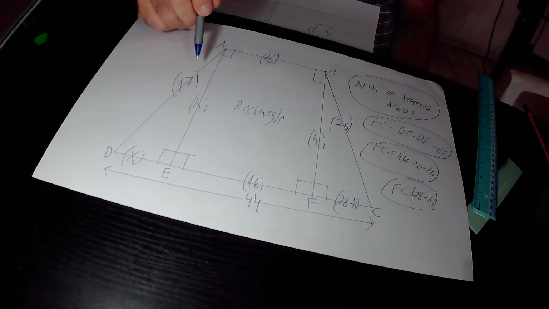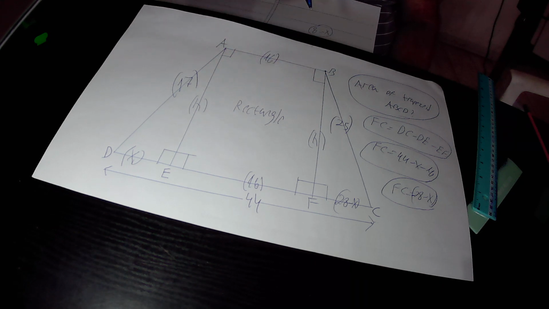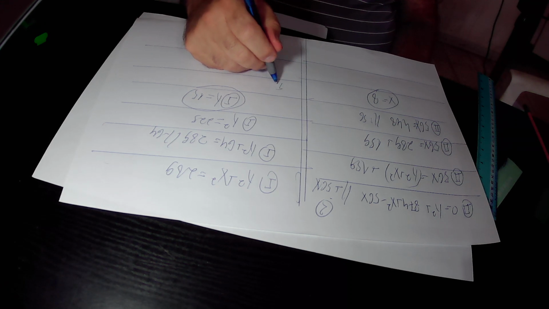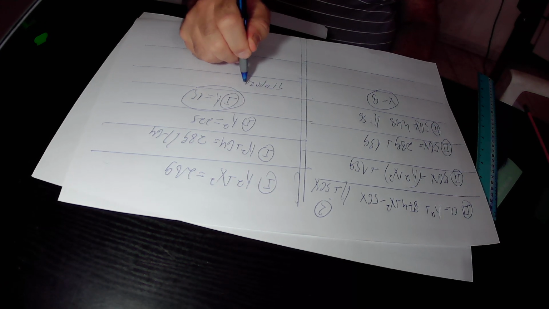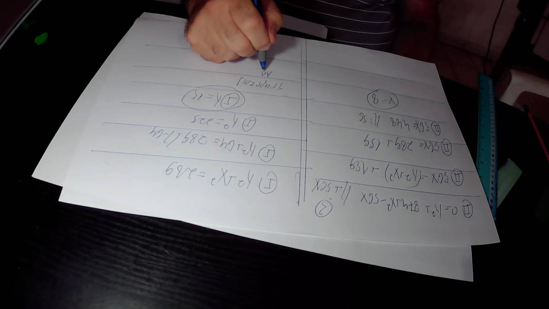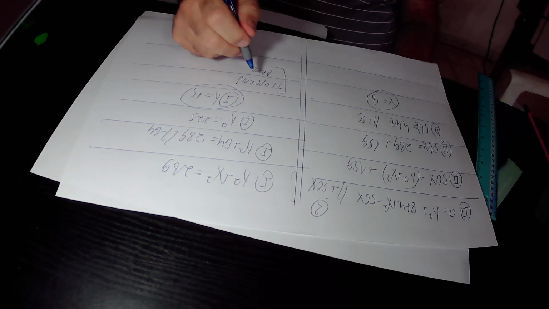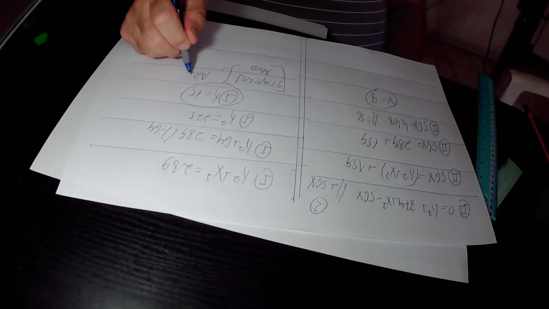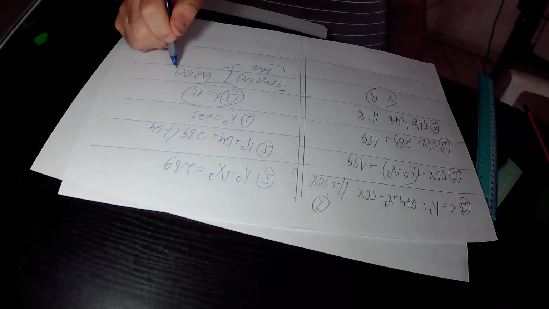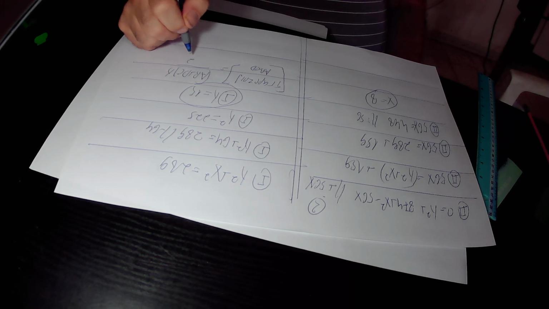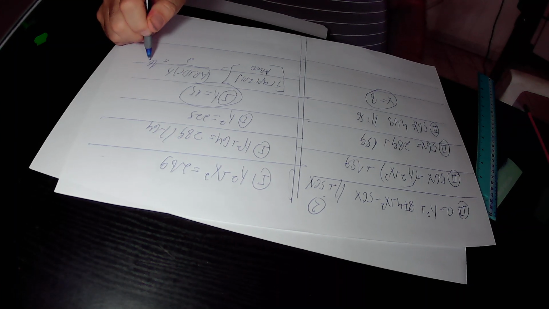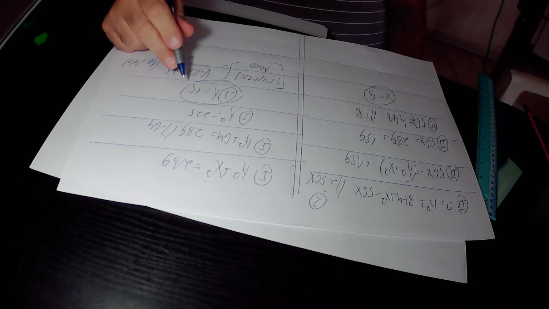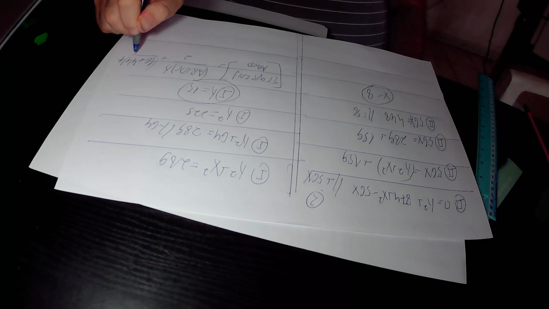Our mission is to find out the area of this trapezoid ABCD. We have already found out that the area of trapezoid ABCD is equal to the sum of its two parallel bases, that is actually AB plus DC, times the height, that is h, divided by 2. AB is 16, DC is 44, the height h is 15, divided by 2.